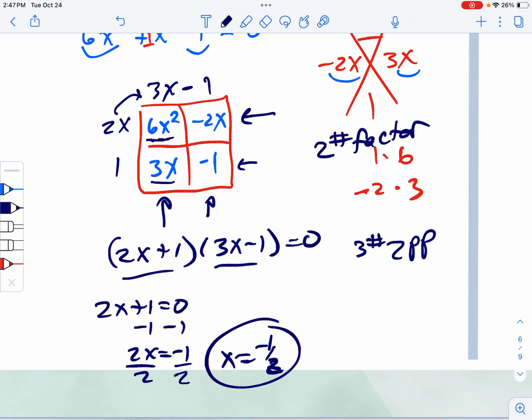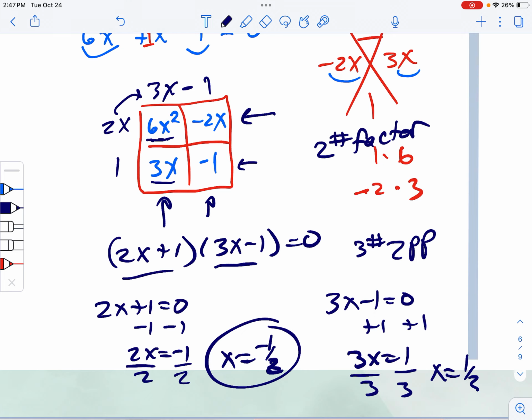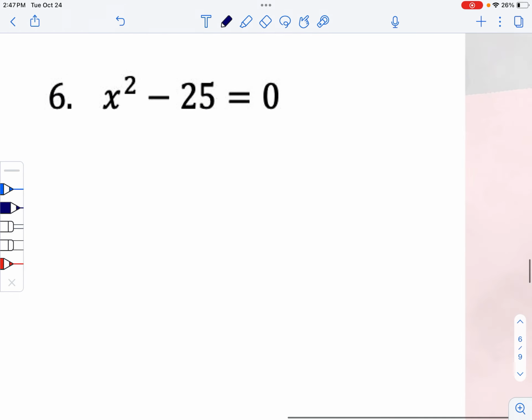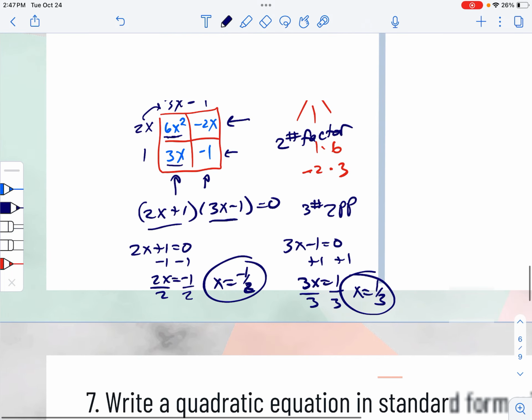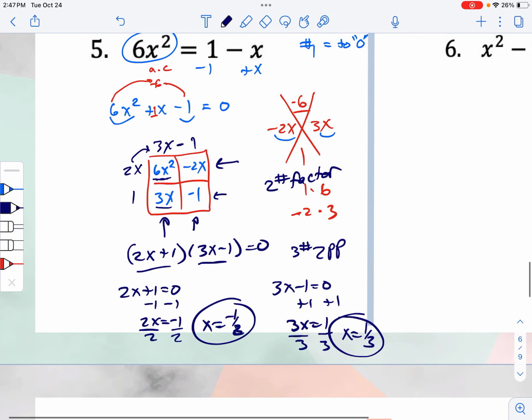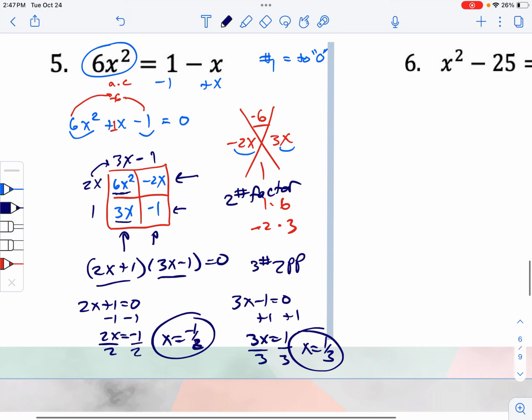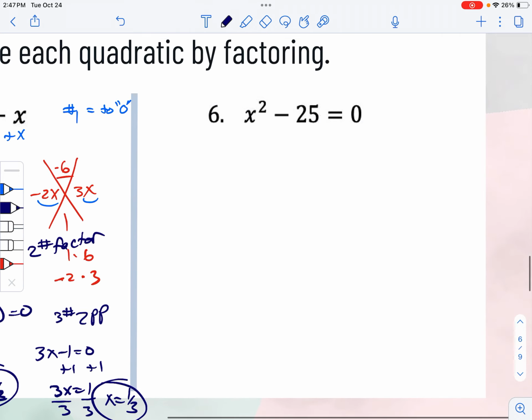You can write decimals too if you want, doesn't really matter. And then 3x minus 1 equals 0. So add 1. 3x equals 1, divide by 3, x equals 1/3. Okay. If you get stuck on this, you can slow it down, watch it again, or come in and ask me questions the next day. Not a big deal, okay?